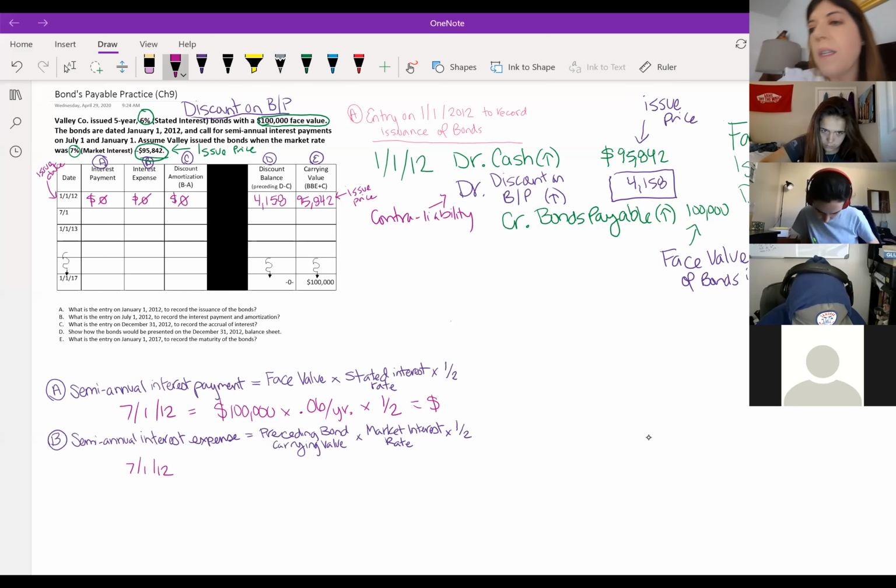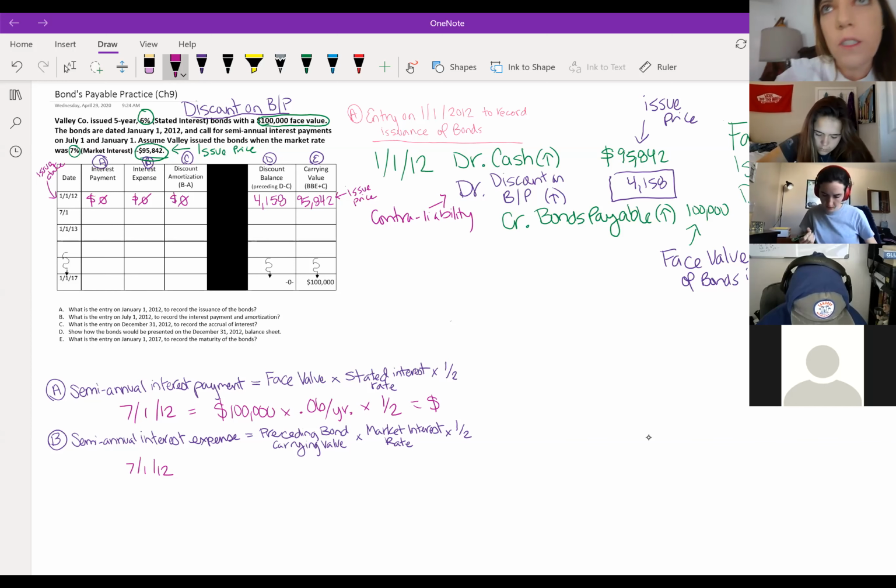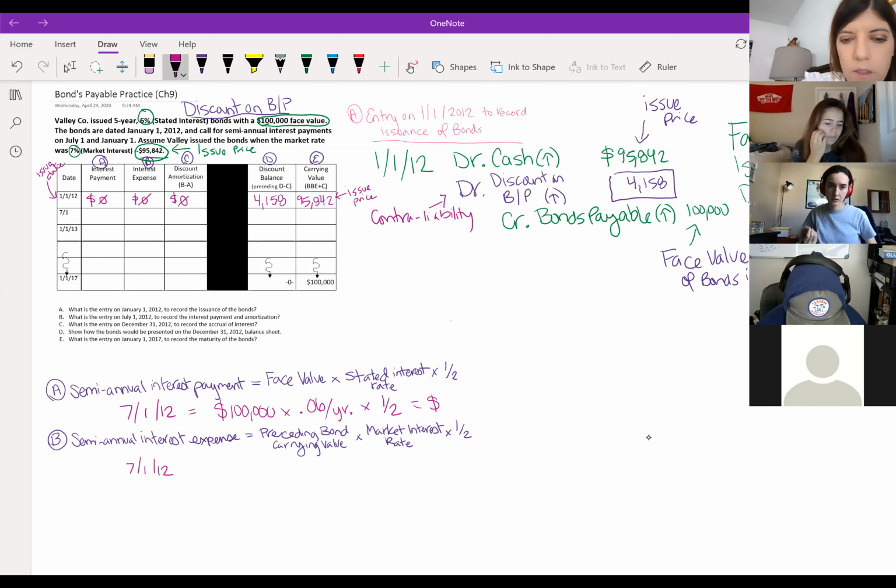What is my semi-annual interest payment? How much interest am I going to pay out every 6 months? 3,000. 3,000, correct.